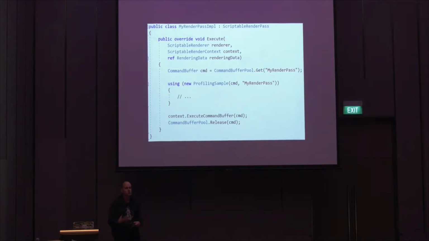Because we're doing graphics commands, often we're going to use the command buffer class. This is something that lets you queue up a whole bunch of graphics commands like blitting, etc. So first thing we do is get a command buffer out of the pool so we can reuse it. And the next one here is this profiling sample. So anything inside this block, we're going to profile, which is really handy.